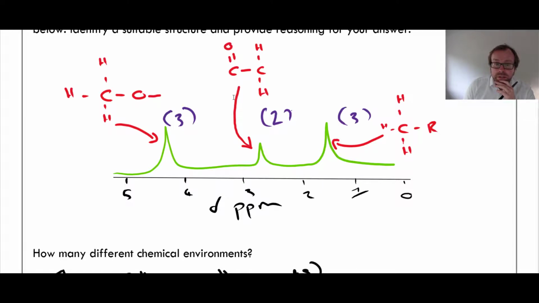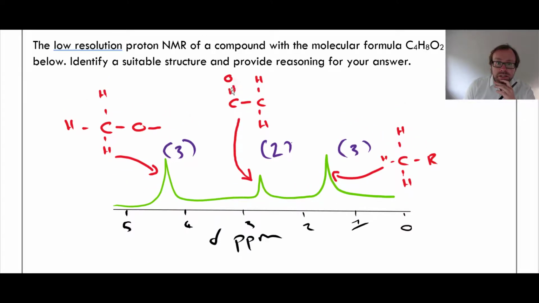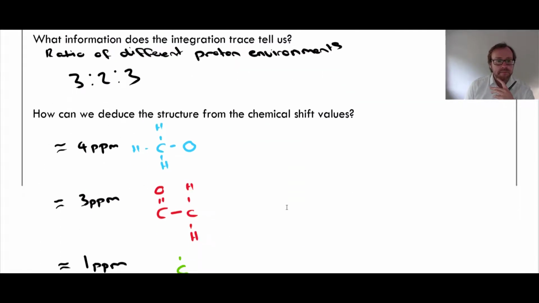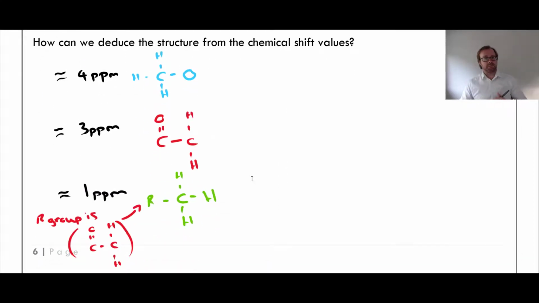The peak between 2 and 3 is probably C double bond O with my carbons attached, so it has 2, so it will be CH2. And the one way down is probably my CH3 attached to the R. Okay, so I tried to make it a bit easier when I've been drawing it out. So this is what it would look like, and then we need to add it together.